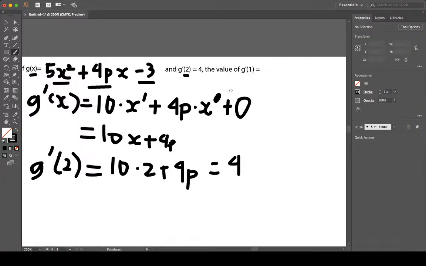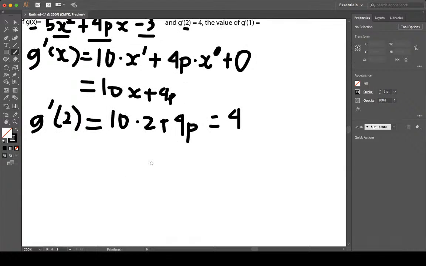So from here, I can find p pretty easily. So let's just do 20 plus 4p is 4. Well, that's simple. And then we can just put this guy onto the other side, or basically other people call it, subtract 20 from each side.